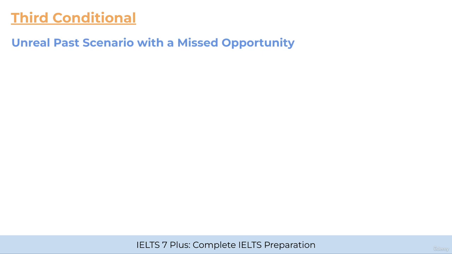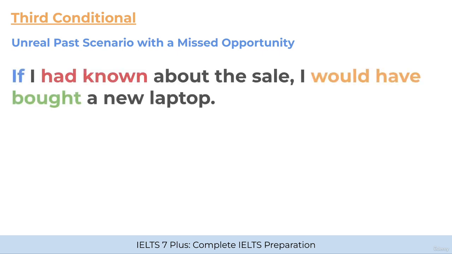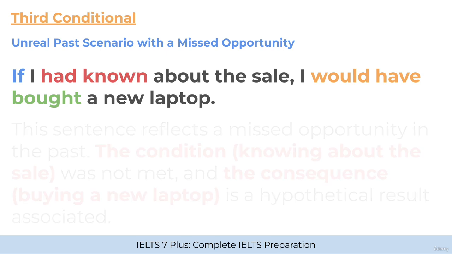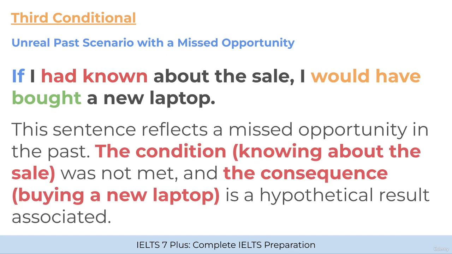Okay, another situation where you might want to use third conditional is in an unreal past scenario with a missed opportunity. If I had known about the sale, I would have bought a new laptop. That's an irregular past participle there, bought, buy, to buy. Bought. So one to learn there. Okay, so this reflects a missed opportunity, again, all in the past.